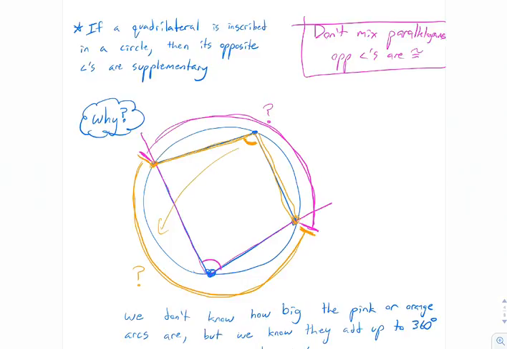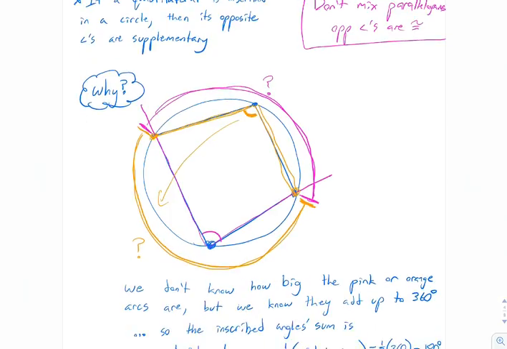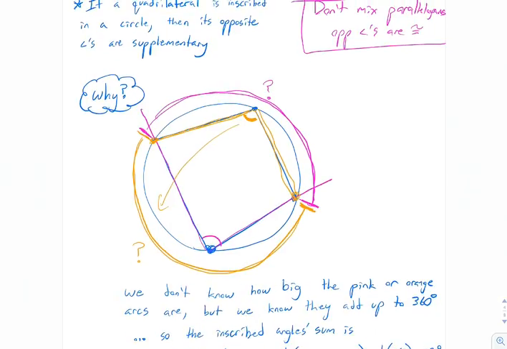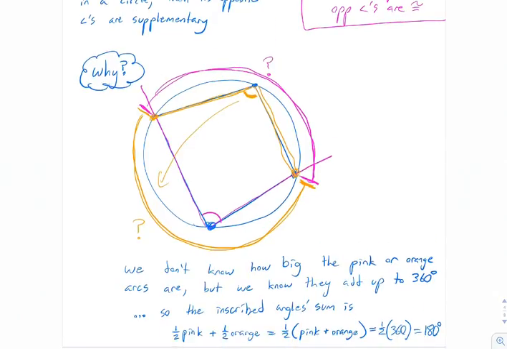And then with some quick algebra, if we know that the inscribed angles are half of that, well then half of the pink plus half of the orange, just factoring out that 1/2, we get half of the, in parentheses, pink plus orange, and we know that the pink arc plus the orange arc is 360, so half of 360 must add up to 180, right?